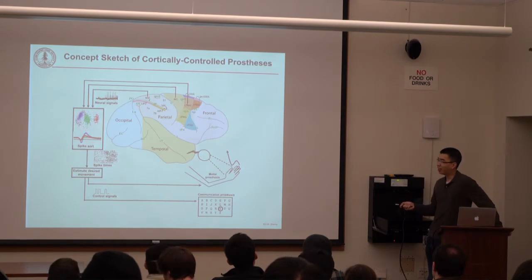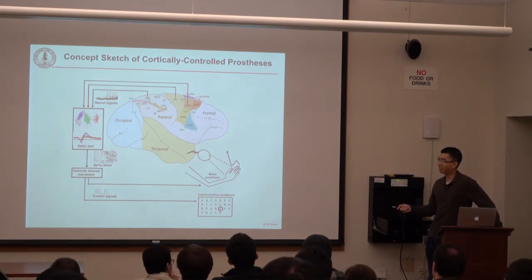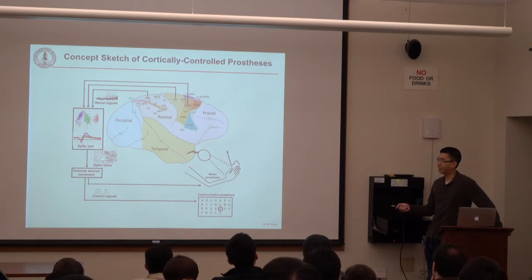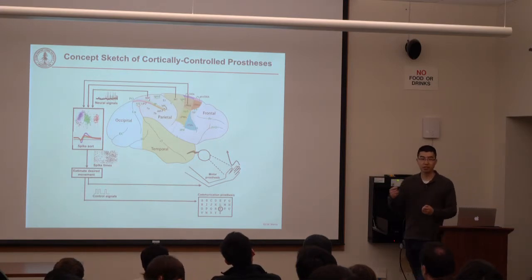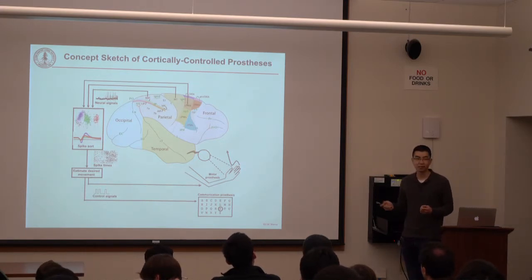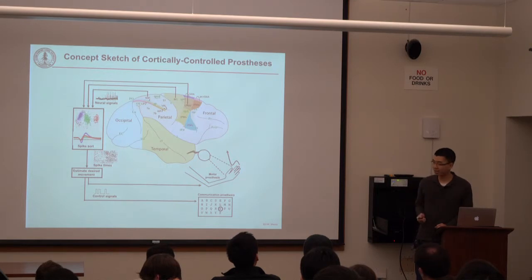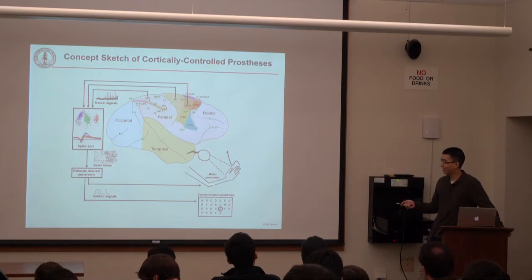Then, really, all the magic happens here. There's this box called estimate desired movement that translates the spiking activity into either a communication prosthesis where, for example, we would want to interface with a computer. We would want to use our neural signals to control a computer mouse or to select keys on a keyboard. Or we could use our spiking signals to control a motor prosthesis. And so this is a really state-of-the-art drawing of a robotic arm.